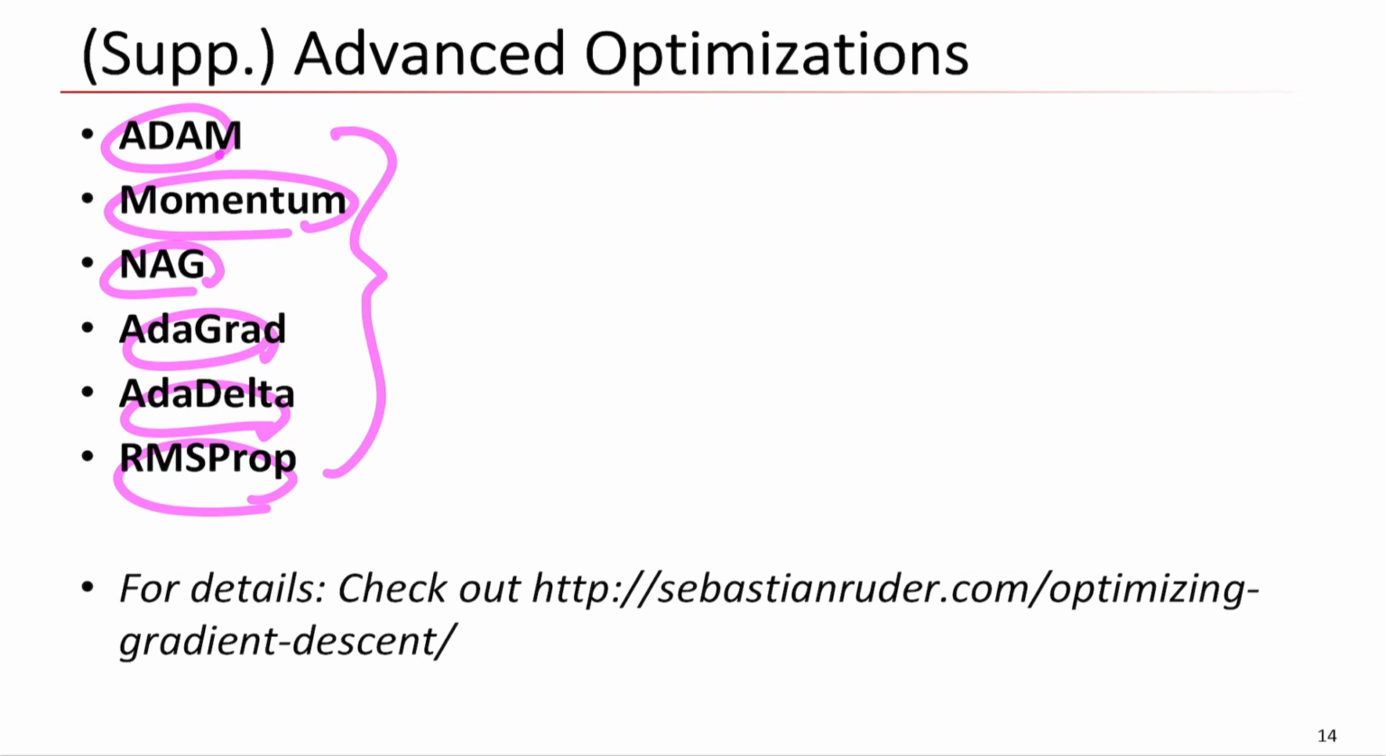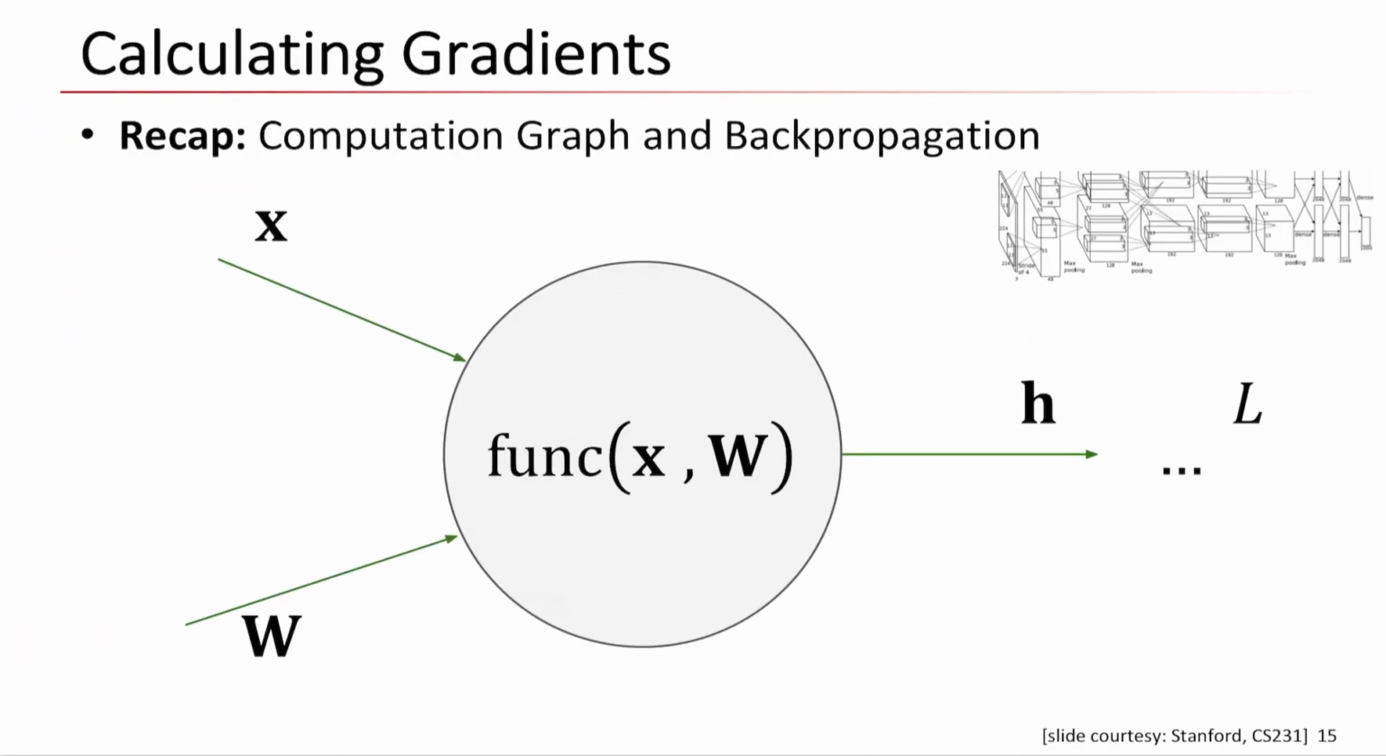So there is no exact study of which optimization technique is better than the others, but I think it depends on your training data set or your task. So first of all, please try to understand the meaning of those techniques. For details, check out this website to understand what those optimizations mean. So these are the advanced techniques for the optimization of neural networks.